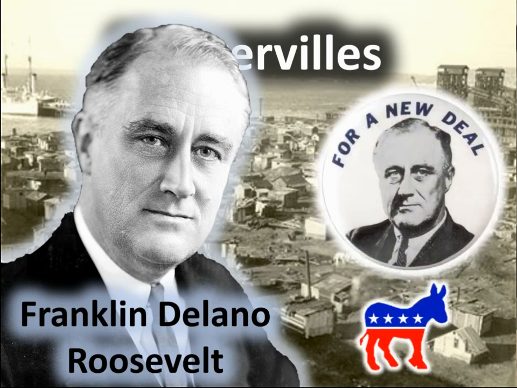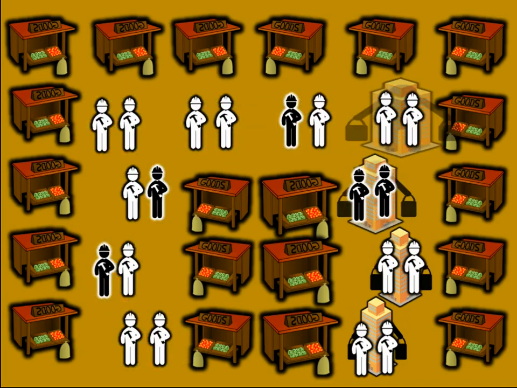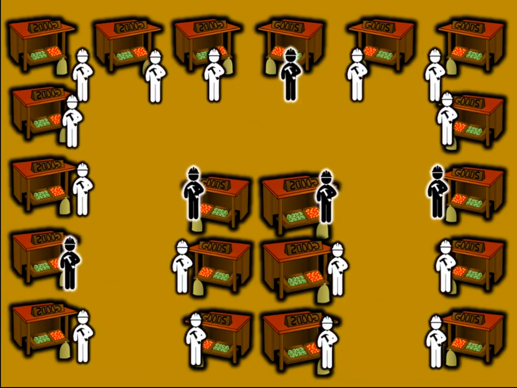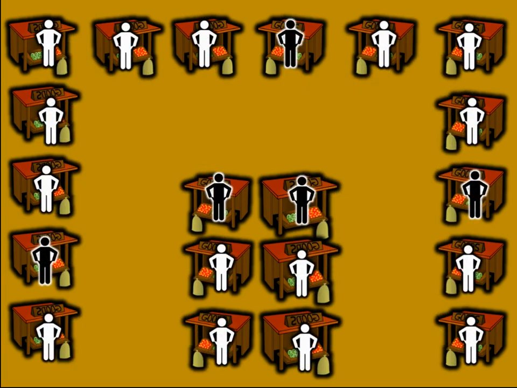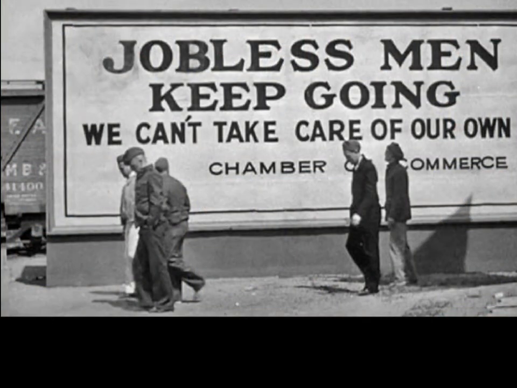Roosevelt promised Americans a New Deal that would lift them out of poverty and get the economy running again. But just what type of New Deal did Roosevelt have in mind? Remember that the 1929 stock market crash caused private companies to go out of business and lay off their workers. This created an unemployment crisis because although many people were willing to work, there was no one to hire them.